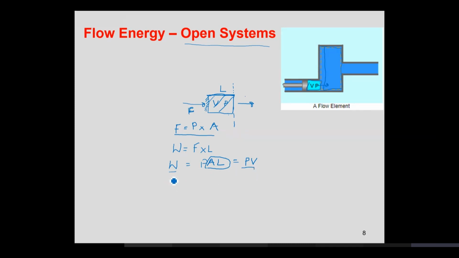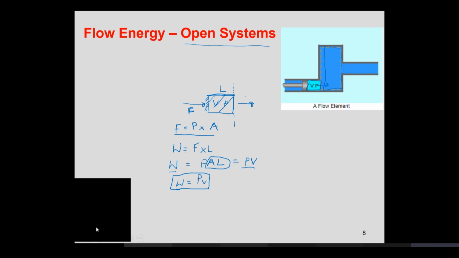If we are talking about the specific energy or specific work done, it is essentially pressure multiplied by the specific volume. This is the flow energy associated with the continuous movement of fluid into the control volume. I hope this is clear to you.